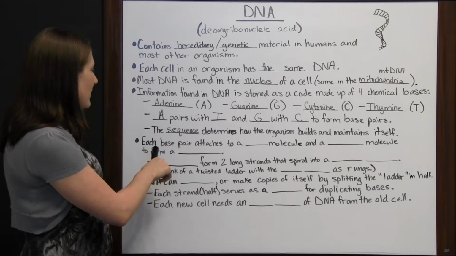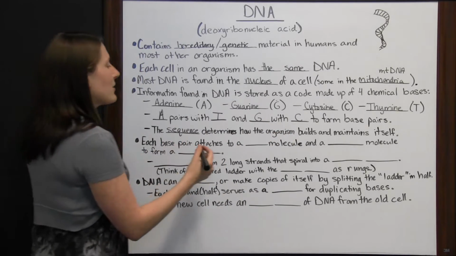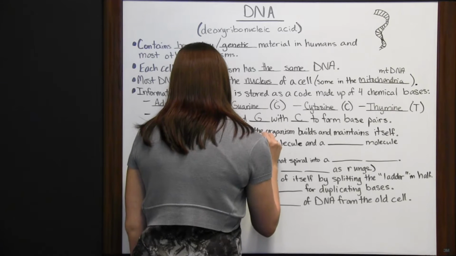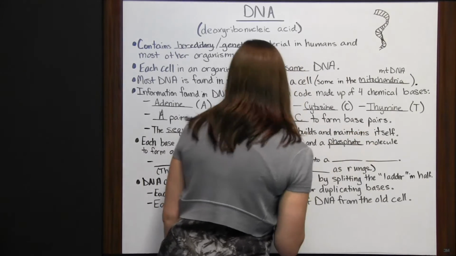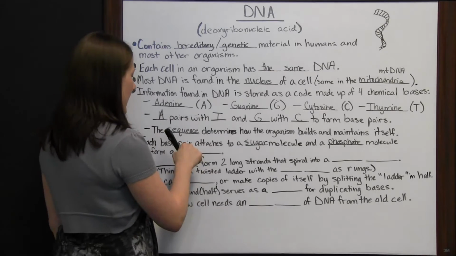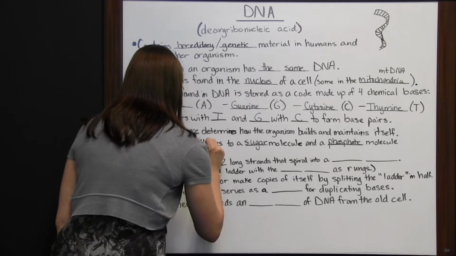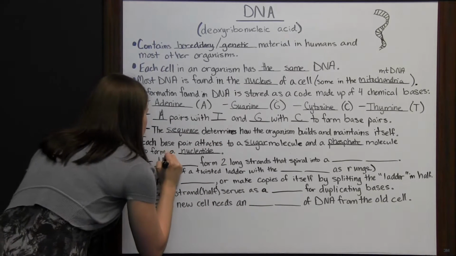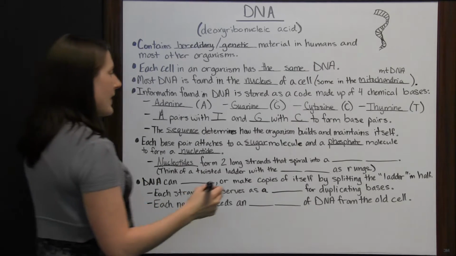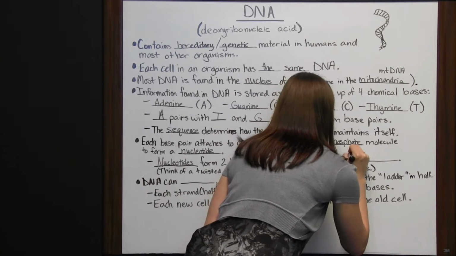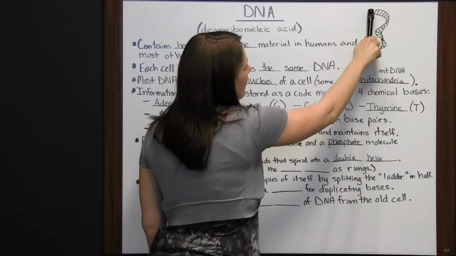Let's look at the next part. Each base pair, so our adenine thymine pair or guanine cytosine pair, is going to attach to a sugar molecule and to a phosphate molecule. And once a base pair attaches to the sugar molecule and phosphate molecule, it forms a nucleotide. These nucleotides form 2 long strands that spiral into a double helix. That is the shape that DNA takes on. And I did my best to give you all an example of a double helix. It kind of spirals around.